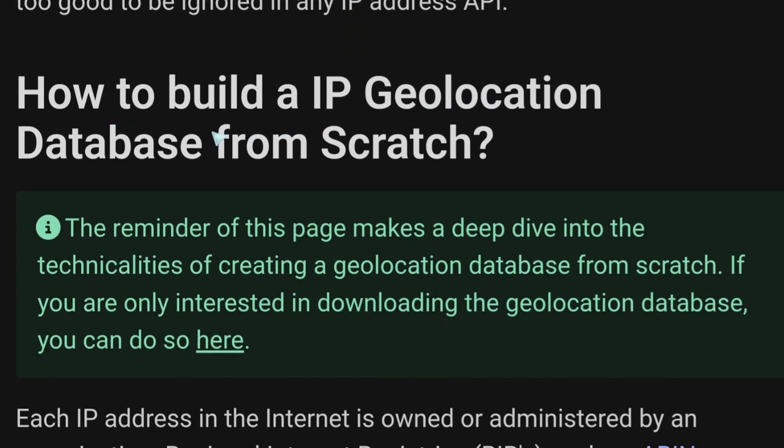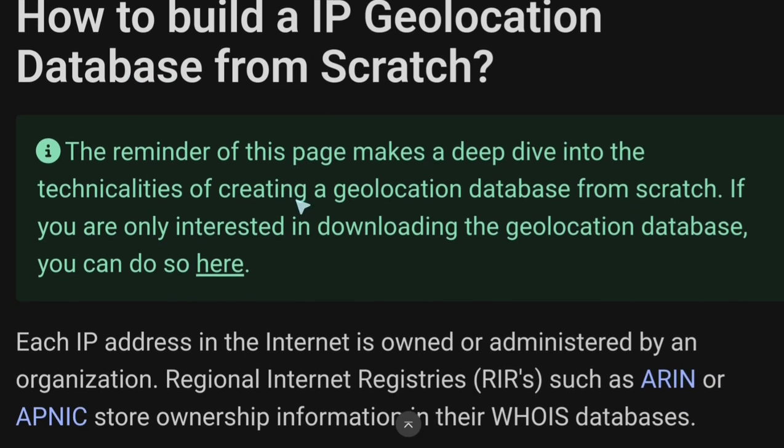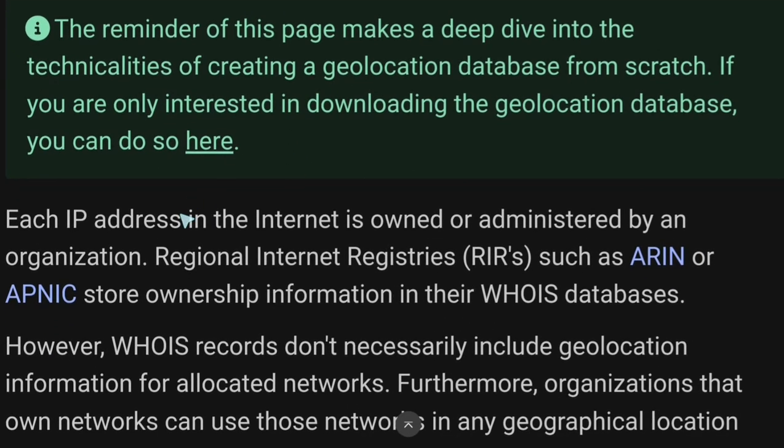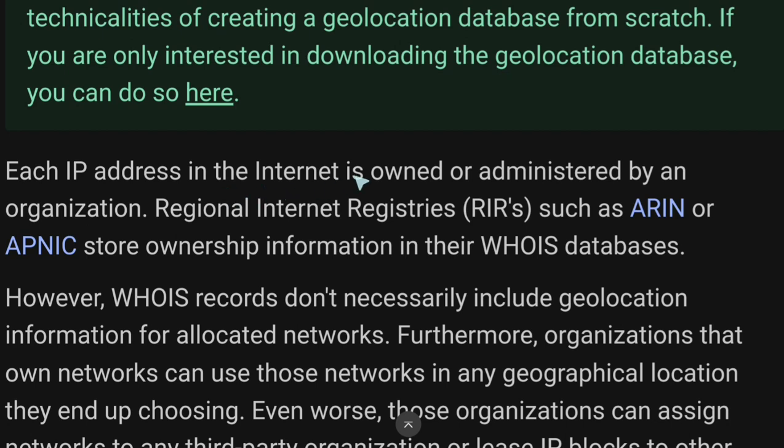How to build IP geolocation databases from scratch. Each IP address in the Internet is owned and administered by an organization. Regional Internet registries, such as ARIN or APNIC, store ownership information.